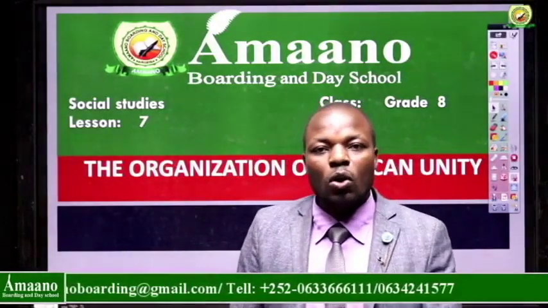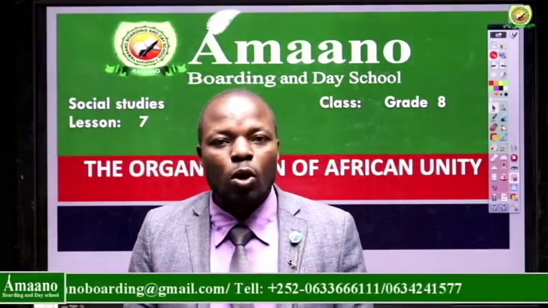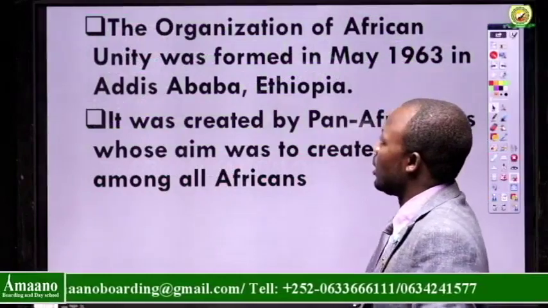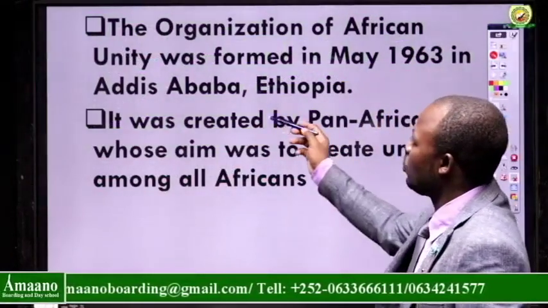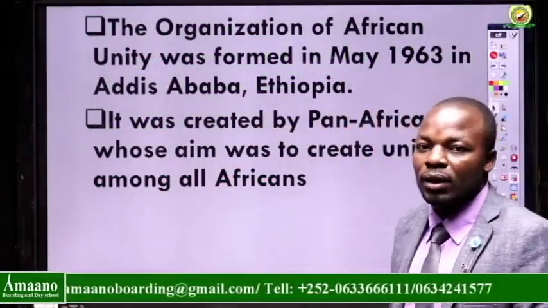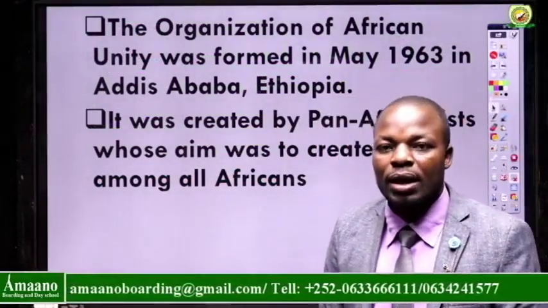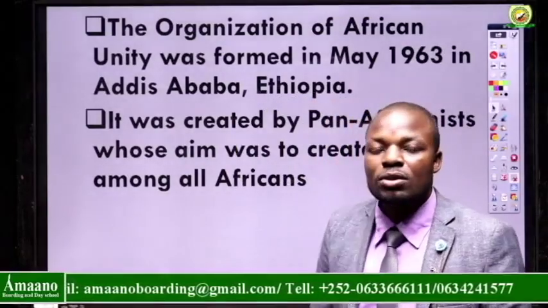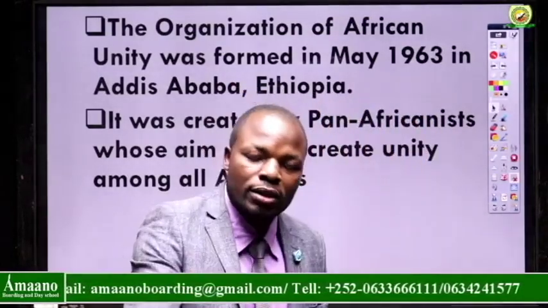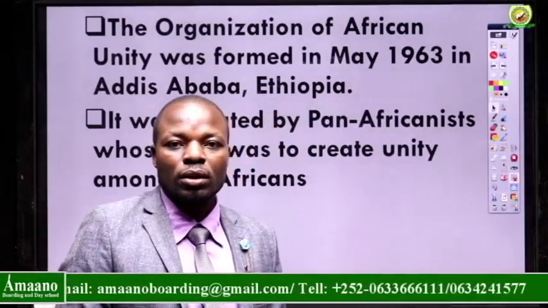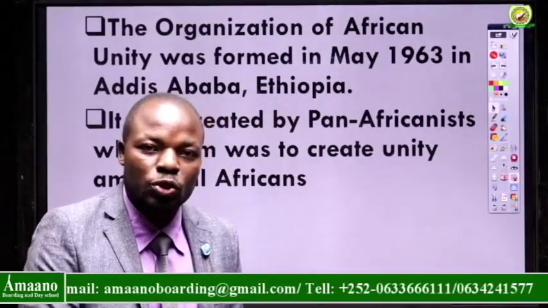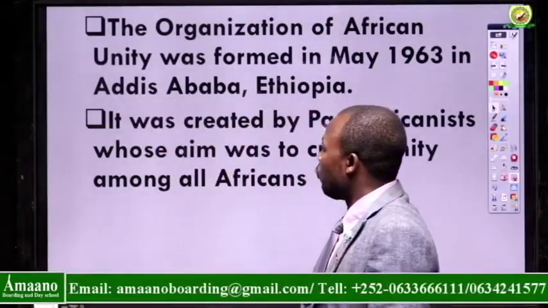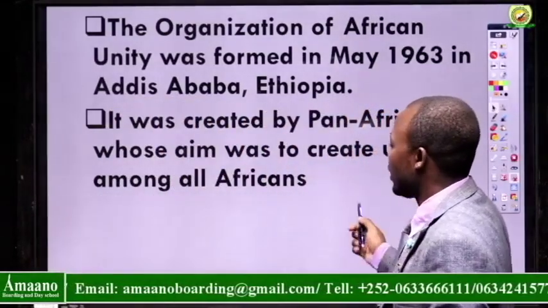Now, the Organization of African Unity was formed in 1963. We shall be looking at the exact month here. So the Organization of African Unity was formed in May 1963, in Addis Ababa. Addis Ababa is the capital city of Ethiopia. That is where the headquarters of Organization of African Unity, right now it's known as the African Union, are. Now, it was actually formed or created by Pan-Africanists.